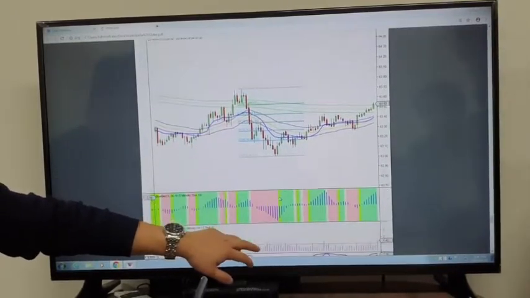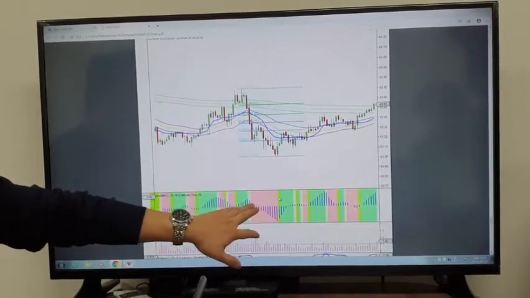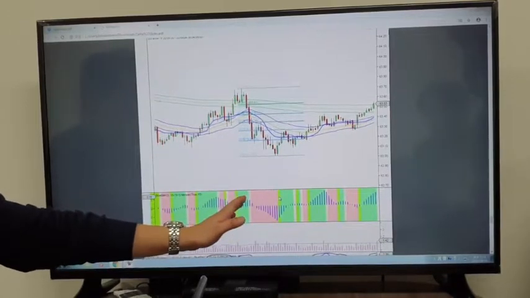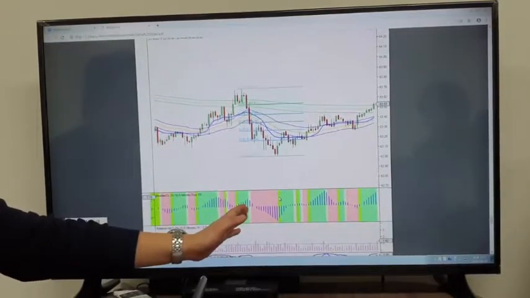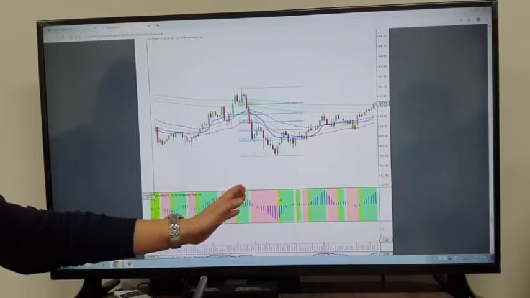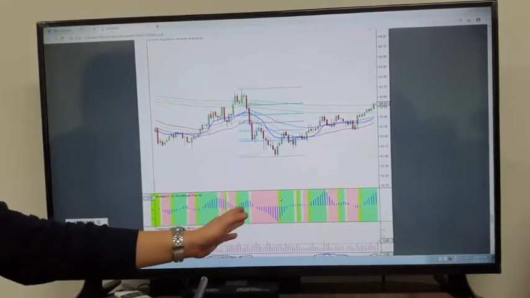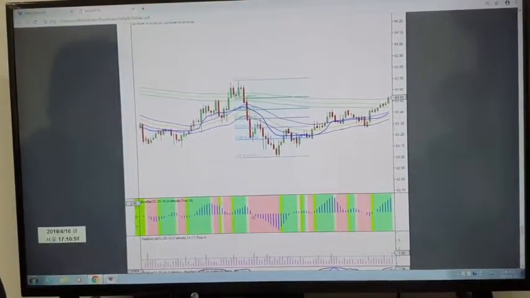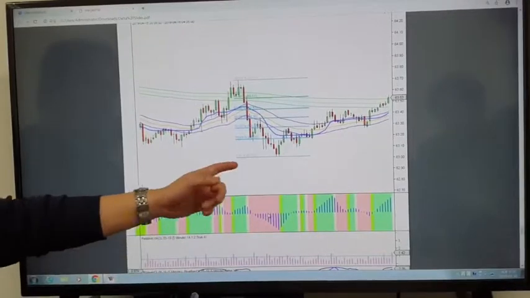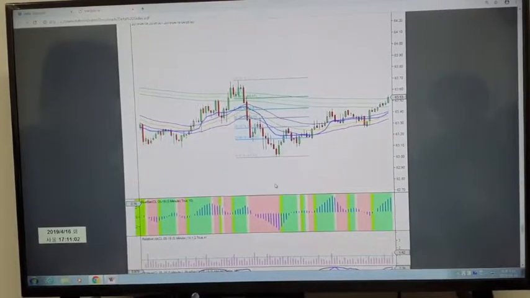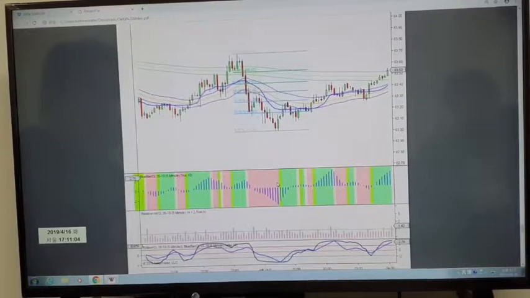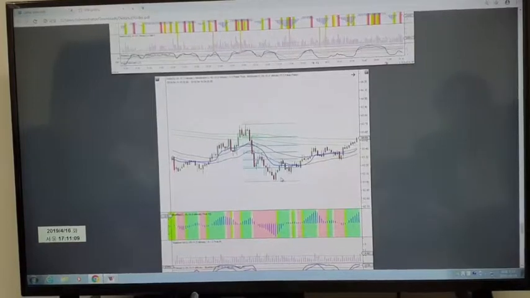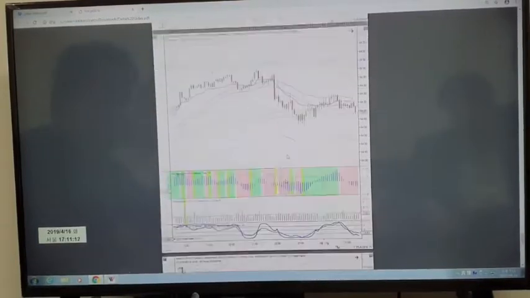So this system would use price as an input, and basically it produces areas where you can long and short. So the green areas mean you can long, and the red areas mean you can short. So this is the 5 minute crude oil from yesterday.